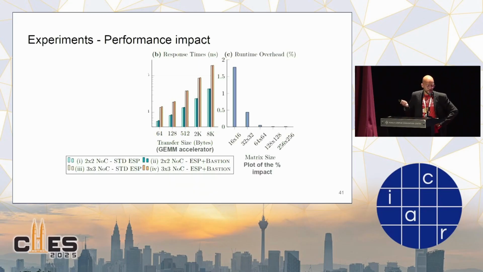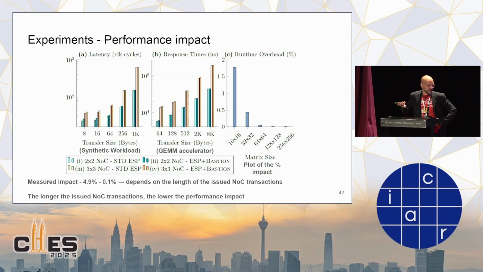And this is just the plot of the impact that we have for all of them. So the bottom line is that we have a measured impact that can be between 4.9 and 0.1%, and it depends considerably on the length of the transactions issued by the accelerator. The longer the transaction, the lower the impact on performance that we measure.